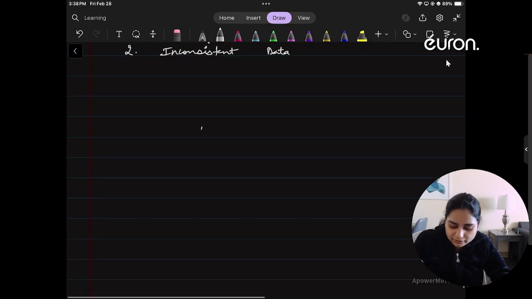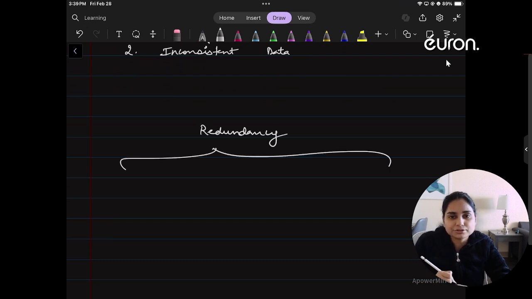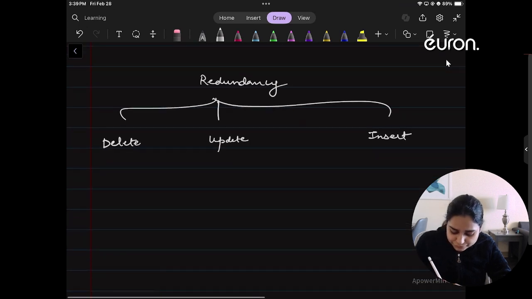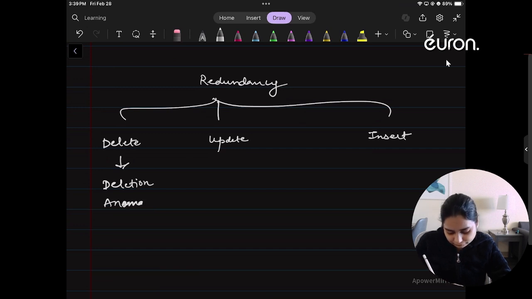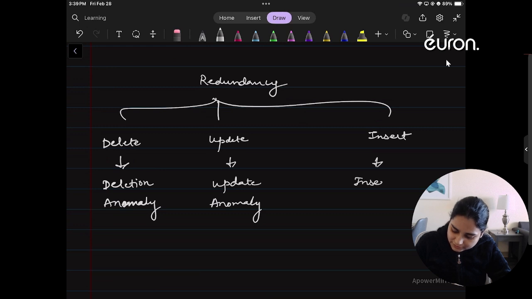Basically, with redundancy, you have 3 kinds of issues. The first is related to delete, the second is related to update, and the last is related to insert. The issue we face because of delete is called deletion anomaly. The one related to update is called update anomaly. And the one related to insert is called insertion anomaly.